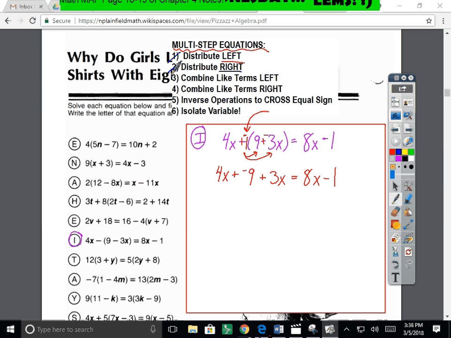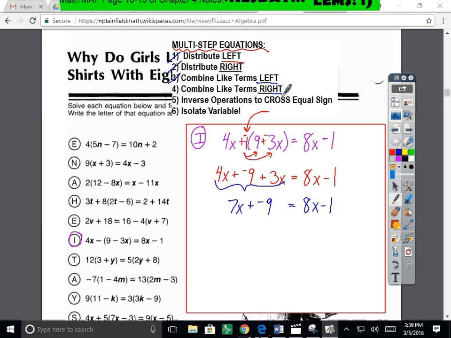Skip step 2. How about step 3? Can I combine like terms on the left? Okay, so I always look left before I look right. I notice that I can put together some variable terms. 4x can go with 3x to get me 7x. And I'd still have plus a -9 happening. And on the other side, 8x take away 1. Good. We combined like terms. We simplified the left.